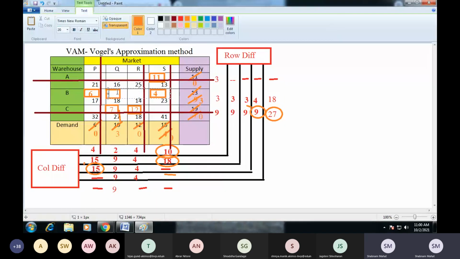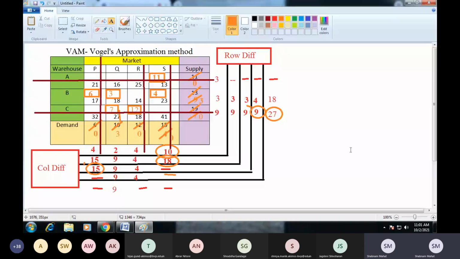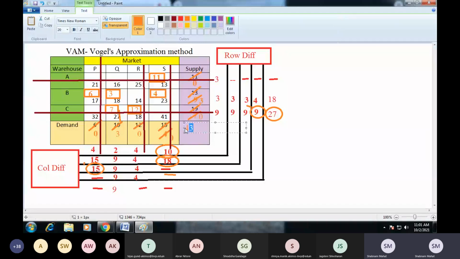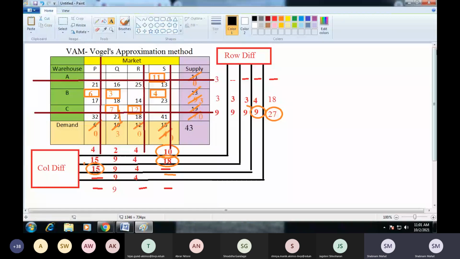So check the demand and supply for this cell. Now your solution is a balanced solution. Why? Because supply is equal to demand. We already found that supply is equal to demand, because here the supply was 43 and the demand is also 43. So whenever supply is equal to demand, at that time our solution is a balanced solution.